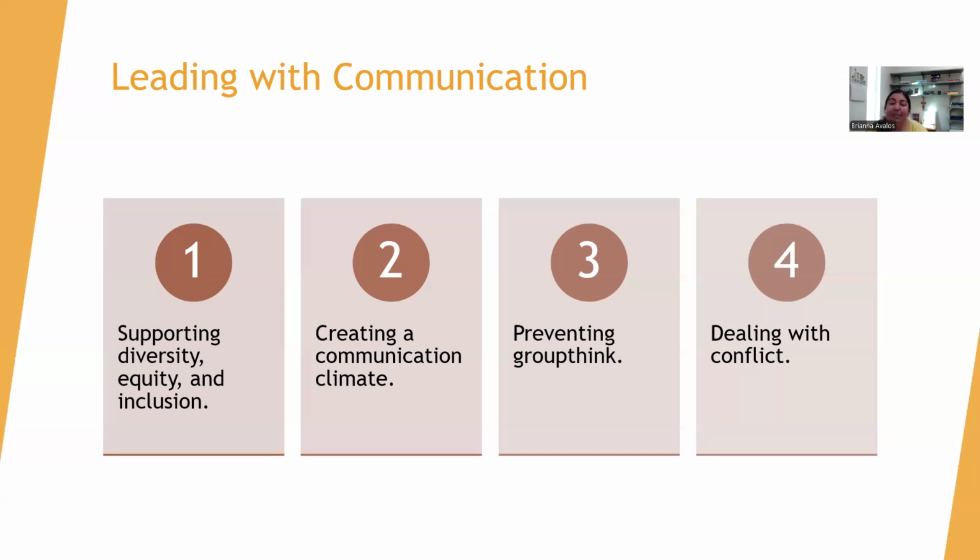And then we want to get into preventing groupthink. This is on your next slide, so I don't want to get too much into it, but when you're a leader, you do not want groupthink. And if you're a leader as well, you also want to manage and deal with conflict. You don't just want to ignore it. So number three and number four, we're going to get into right now.